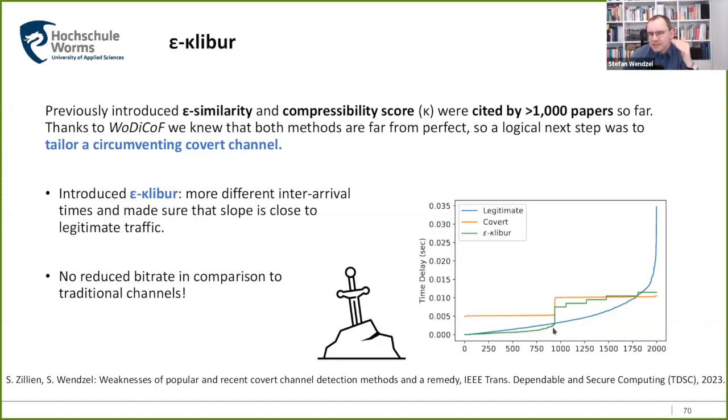But how can we at the same time circumvent the epsilon similarity detection approach? Well, we introduced these steps here, because then we have created lambda values for the given epsilon thresholds, so that we influence the number of lambda values in a sense that it matches approximately what is usually found in legitimate traffic.